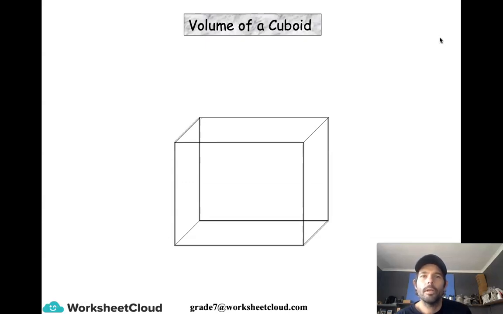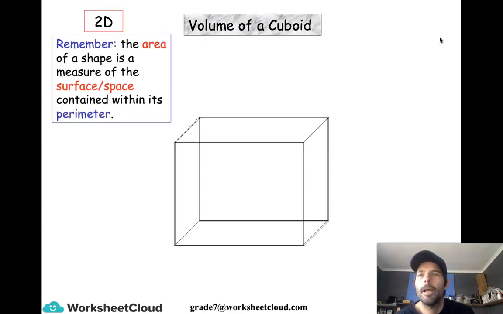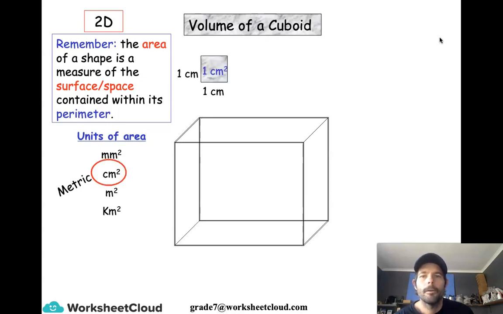Volume of a cuboid. So we know a cuboid is a rectangle with depth. Okay, so a 3-dimensional rectangle. 2D, so we did 2D shapes, and we discussed that the area of the shape is the measure of the surface or the space contained by the perimeter. All right, so that's 2D. And the units of area for two-dimensional shapes was millimeter squared, centimeter squared, or anything squared. And that's the example of what a 1 centimeter square looks like.